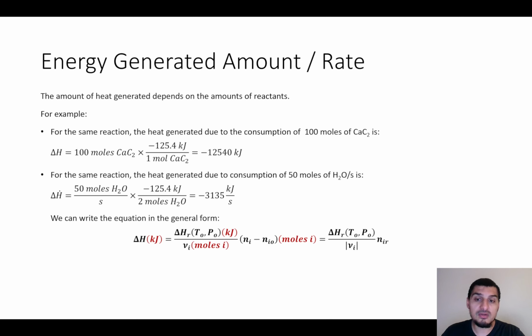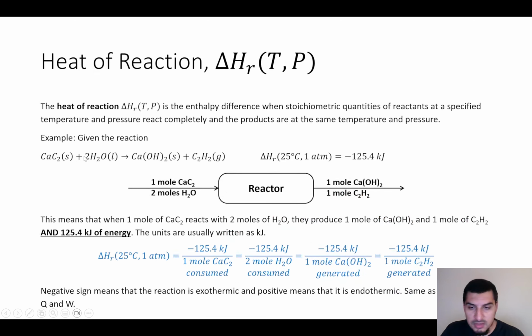So in general, we can write the enthalpy change due to the reaction as the heat of reaction divided by the stoichiometric coefficient multiplied by N final minus N initial, which we can call n_i,r, the number of moles of species i reacting. So again, this is the heat of reaction divided by the stoichiometric coefficient multiplied by this. And this number is the stoichiometric coefficient of water. If you go to the previous one, it should be -2, but it's going to be the same.